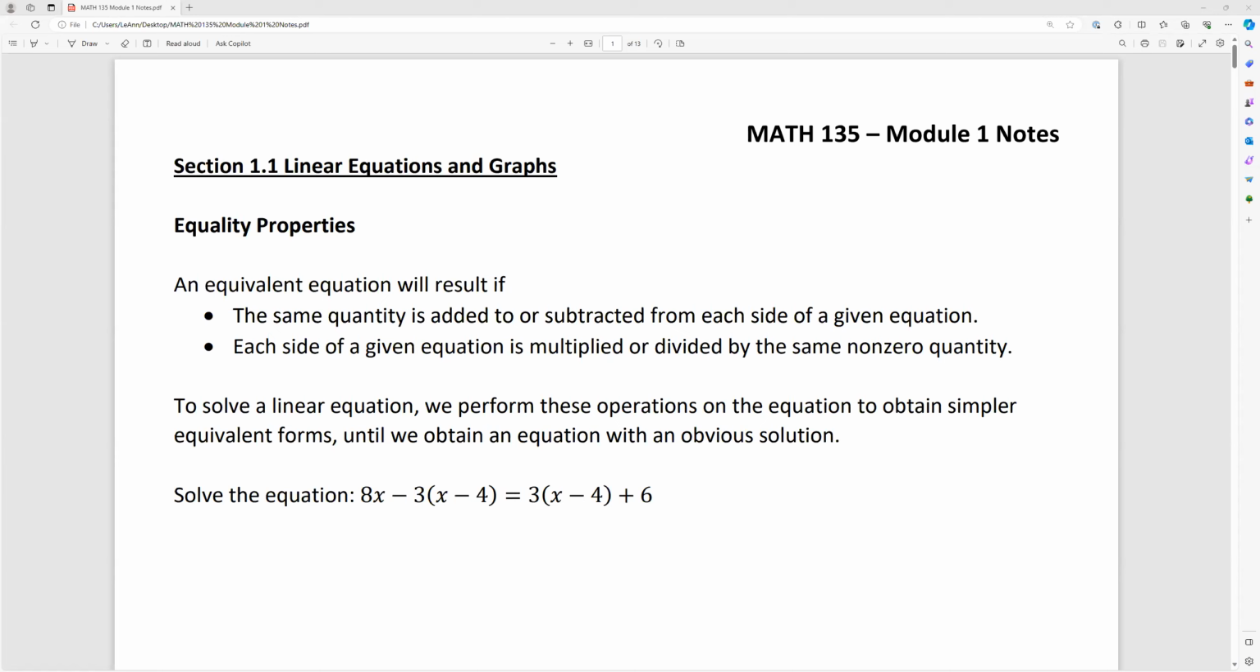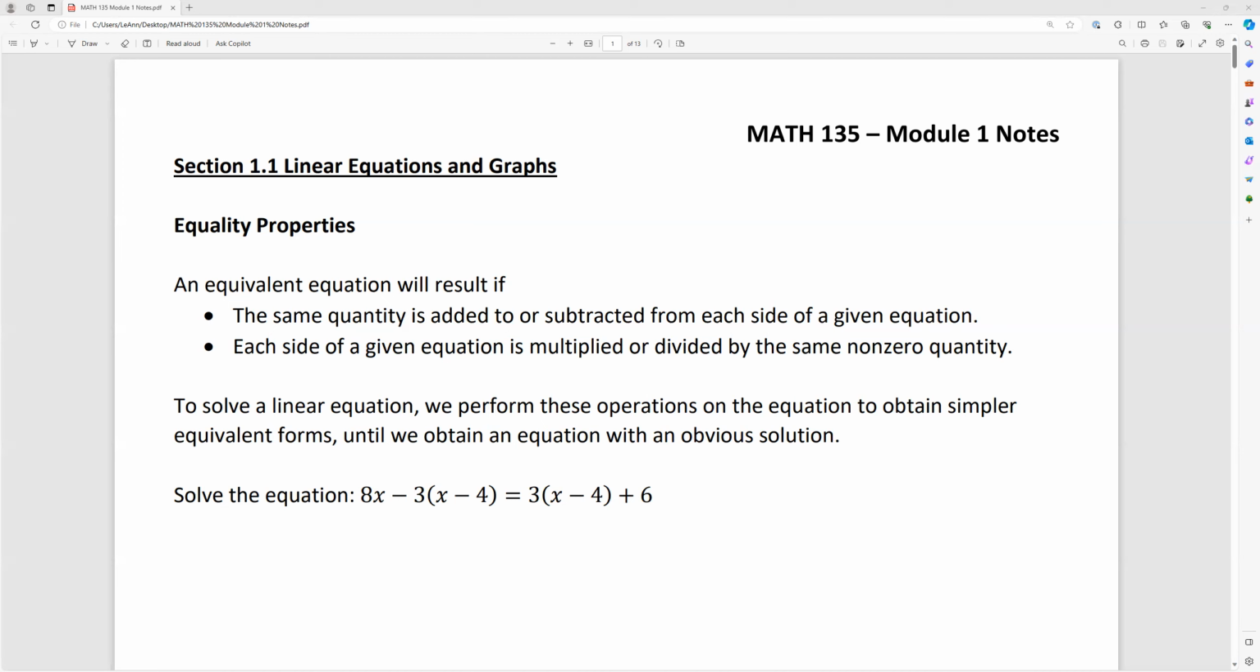So starting with equality properties, we're looking at what is an equivalent equation. An equivalent equation is when you have two equations and they have the same set of solutions. So when we look at solving an equation, what we do is we try to isolate our variable, and that is done by making equivalent equations to the original.